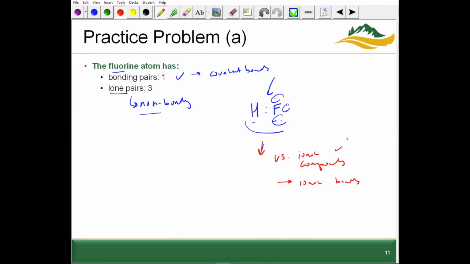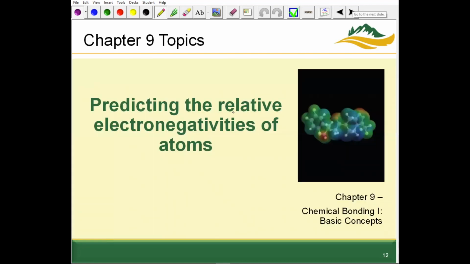If a compound is an ionic compound, it has ionic bonds, remember that's in quotes, or ionic interactions between atoms. Whereas molecular compounds will contain covalent bonds between the atoms. So ionic versus covalent bonds, bonding pairs versus lone pairs. Next, we're going to go into predicting the relative electronegativities of atoms.